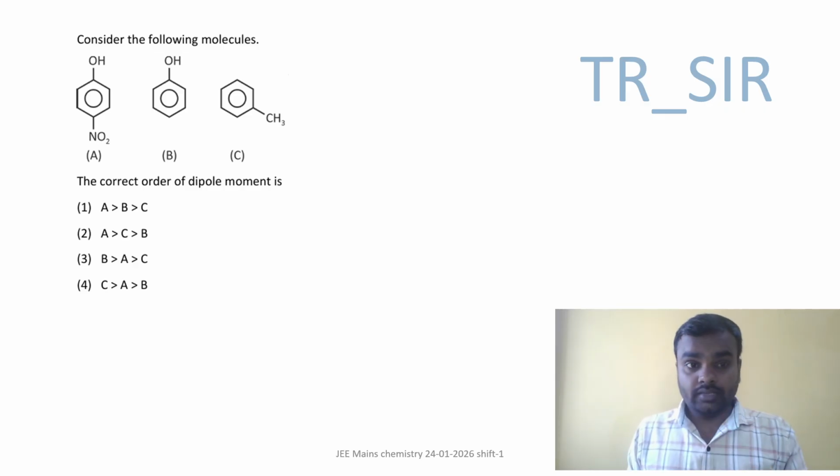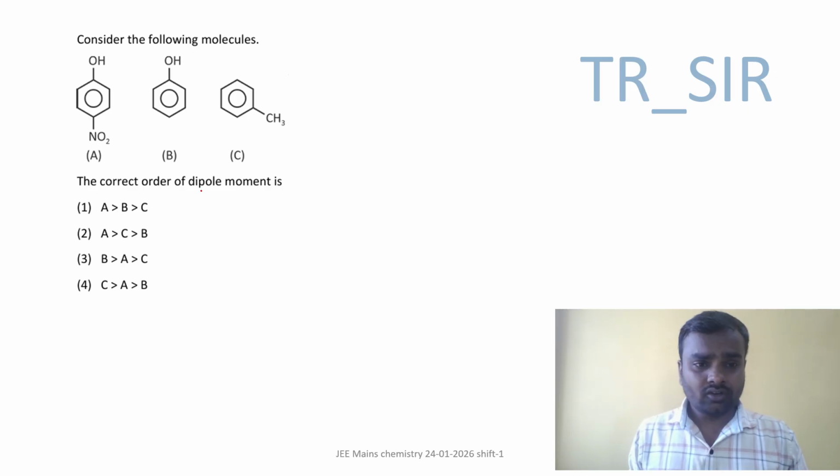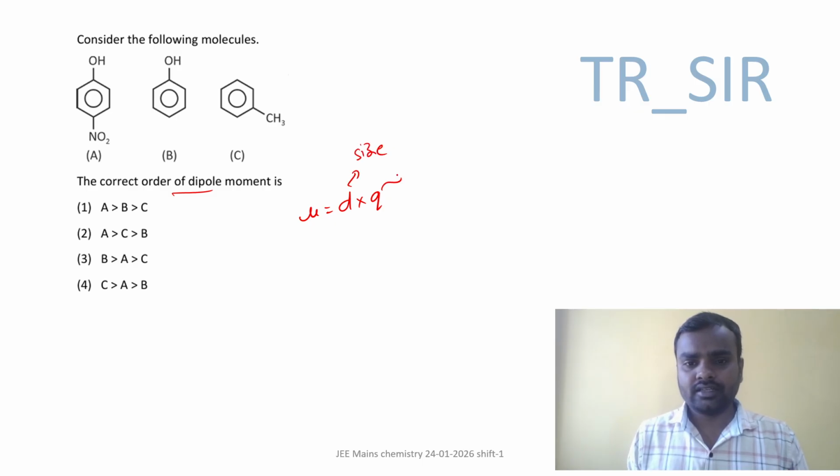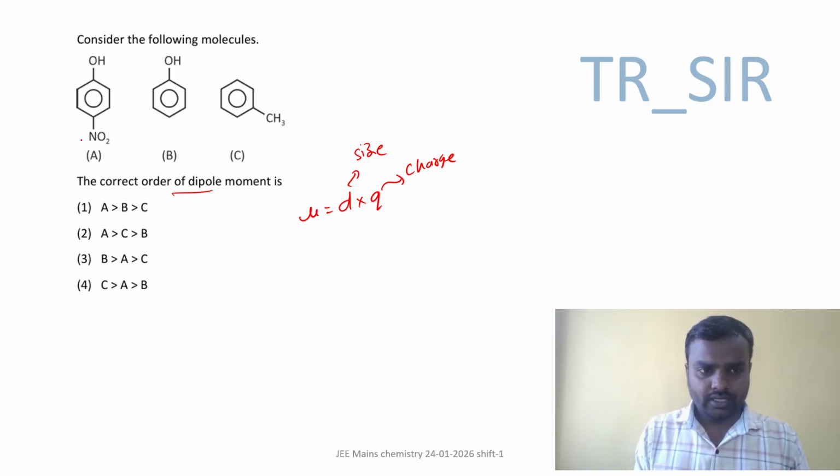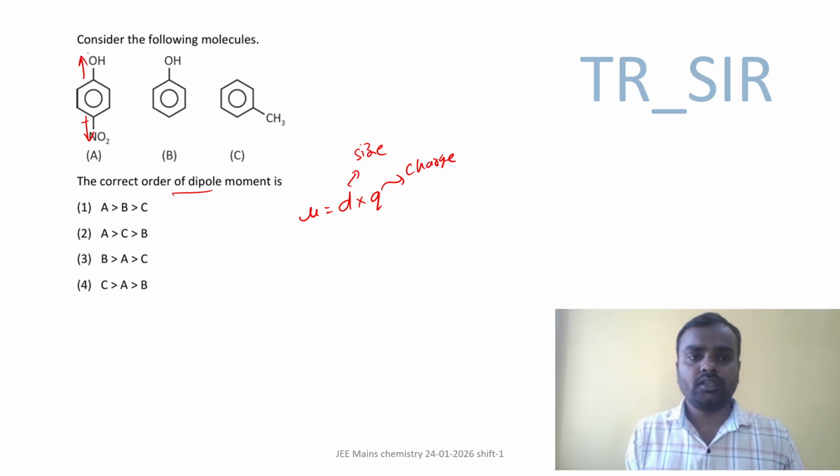Now the next question: the correct order of dipole moment. So what dipole moment formula do we have? Mu equals d into charge Q. This refers to the size, and this refers to the charge. If you use this formula here, this atom is more electronegative, so it will try to pull towards this direction. Here again, oxygen is more electronegative compared to carbon. It will pull toward this one.